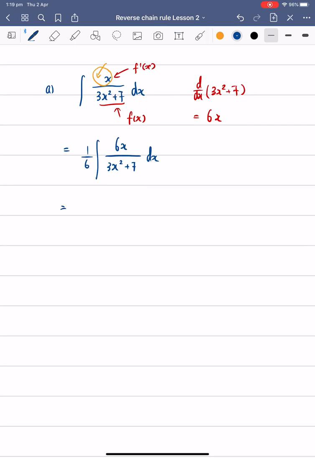Okay, and then that gives you the formula. So now it's equal to 1 over 6, and all you have to do is put a log base e, and then absolute value, you write down the denominator as 3x squared plus 7 plus c, and you solve the question. So that's a simple question here, really easy.